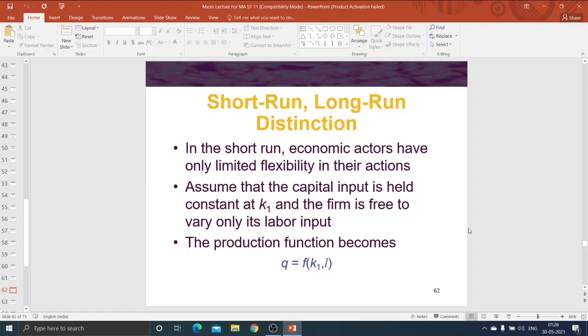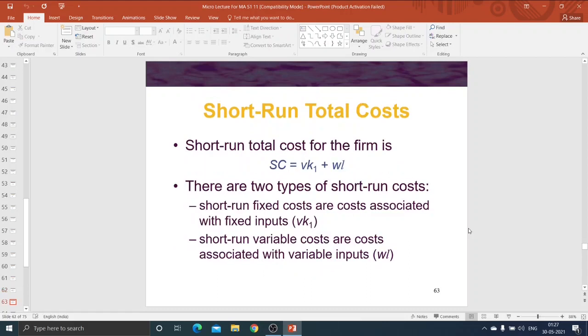In the short run, economic actors have only limited flexibility in their action, whereas in the long run everything changes. This is the simple economic distinction which normally underlies the short run, long run presentation. So assume that the capital input is held constant at K1, and the firm is free to vary only its labor input. The production function becomes Q = f(K1, L).